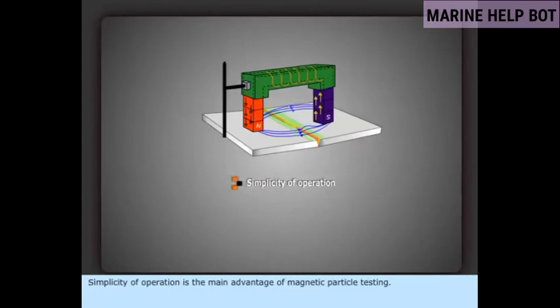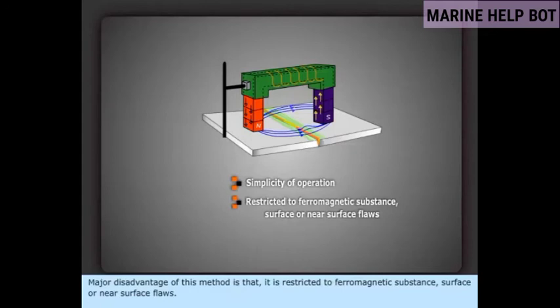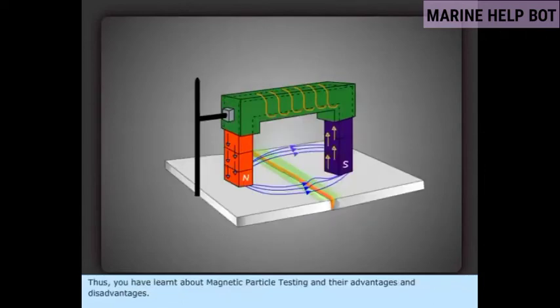Simplicity of operation is the main advantage of magnetic particle testing. The major disadvantage of this method is that it is restricted to ferromagnetic substances, and to surface or near-surface flaws. Hope you have understood this magnetic particle testing.